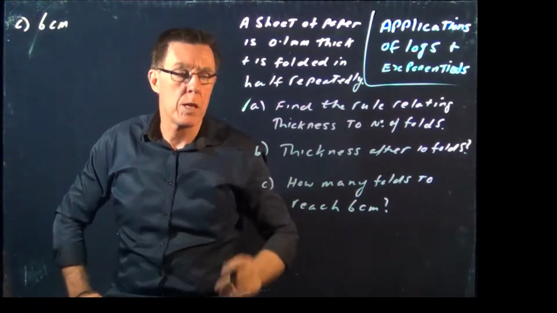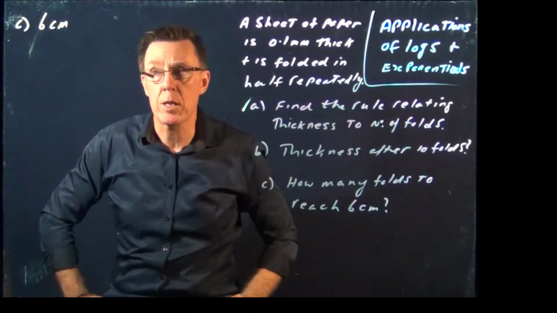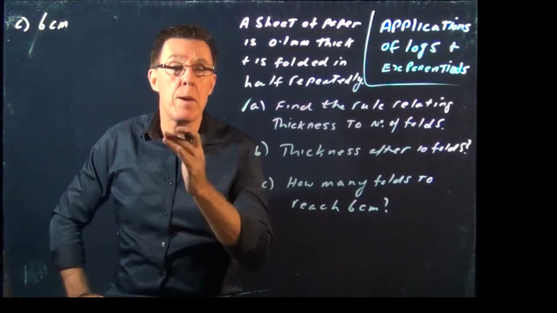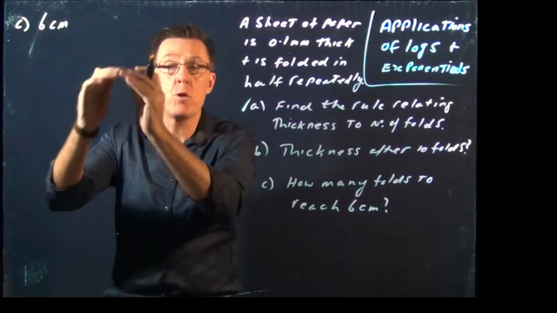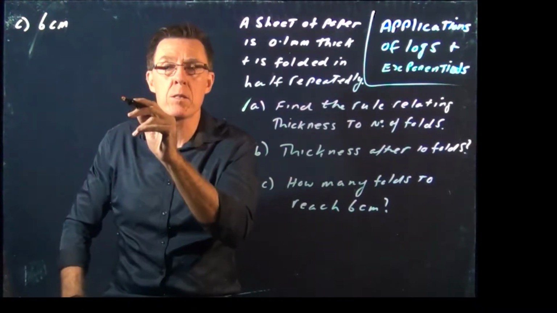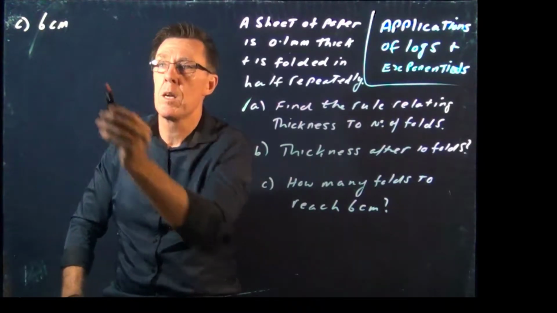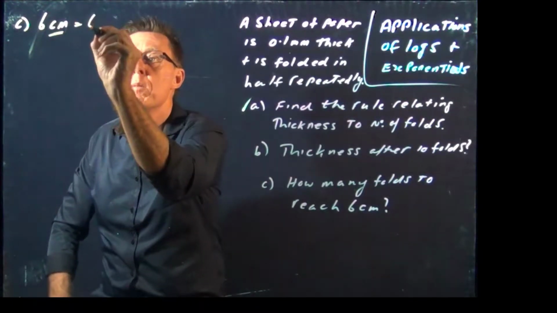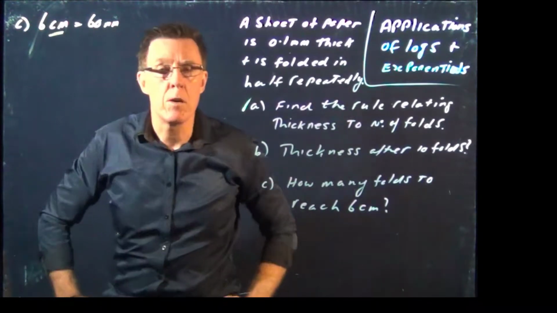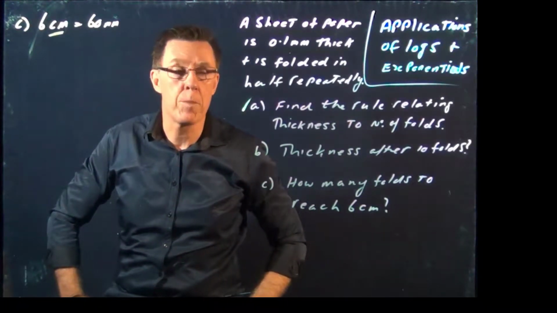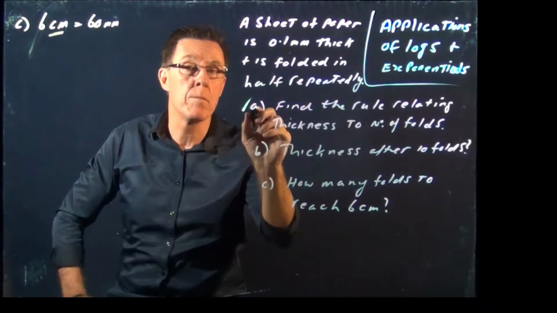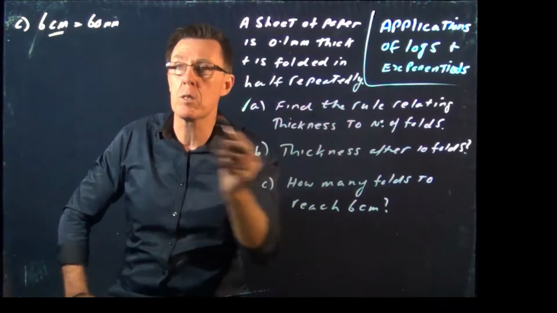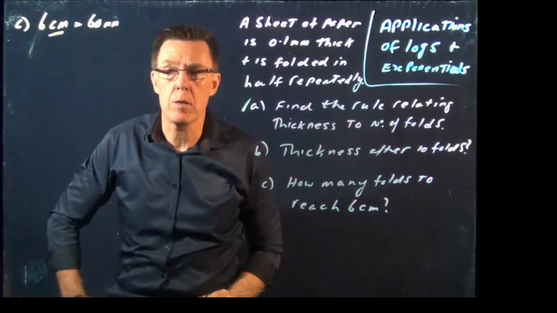Now, C, we want to find how many folds to reach 6 centimeters. If we go back to the original question, I've rubbed it out here, but once you stated your rule, I said thickness, T was thickness in millimeters. I don't have millimeters, so I now need to convert that to millimeters. So that's a key thing you need to watch out for. So when you develop your rule and you write down what each variable stands for and the units, it helps you to watch out for things like this.